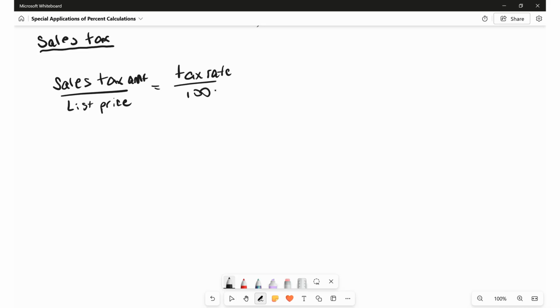If you notice, all of these percent problems are exactly the same. It is the same formula, the same process. We just have different names for things based on the application that we see in front of us.